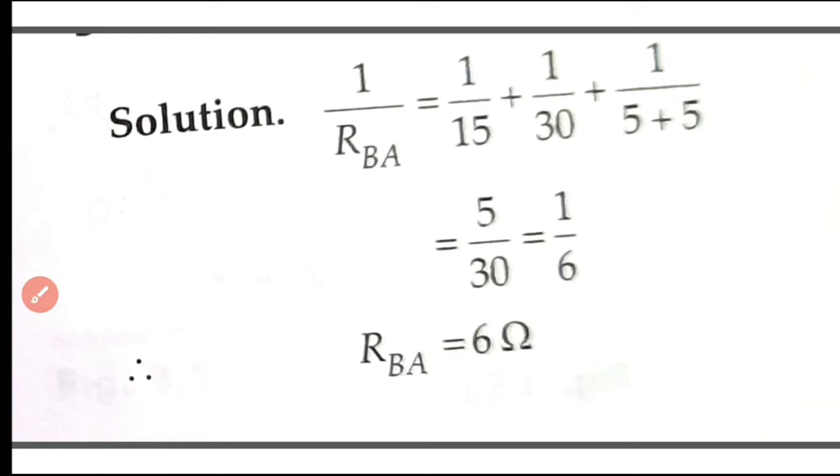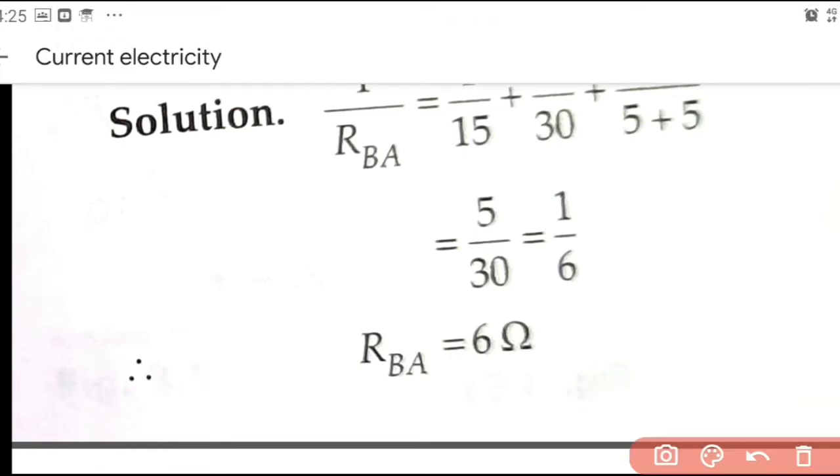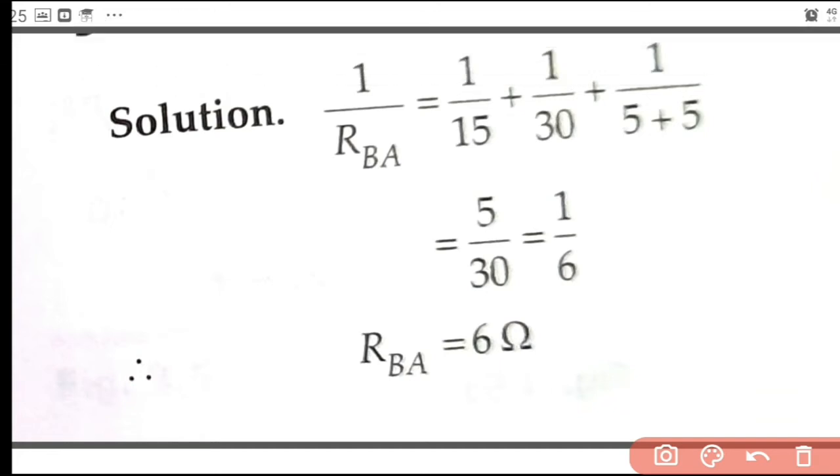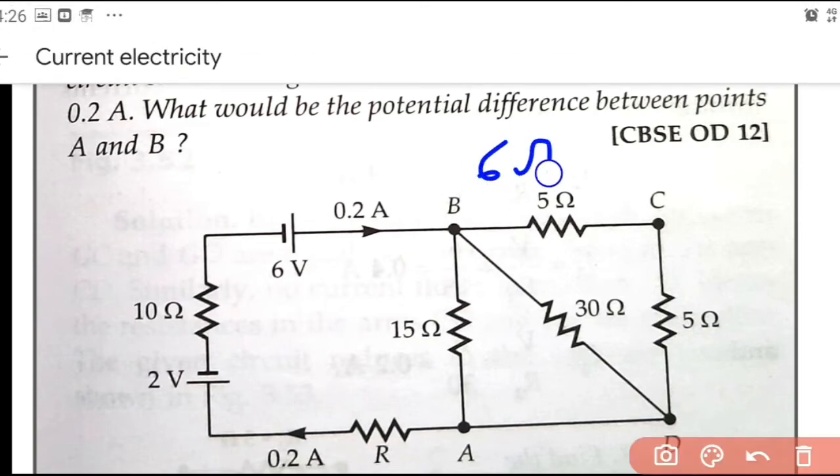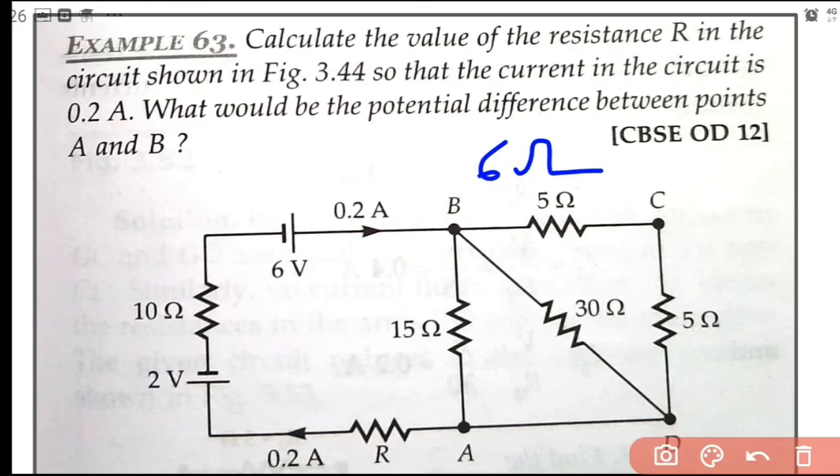So we have 1 by RAB equal to 1 by 15 plus 1 by 30 plus 1 by 10. It will give you RAB equal to 6 ohm. Okay. Now to find the unknown resistance, between A and B, the resistance we got is 6 ohm. Now we will apply Ohm's law and find that R.